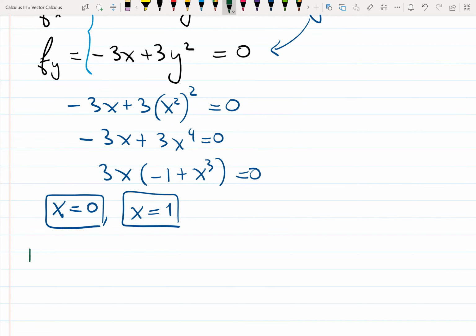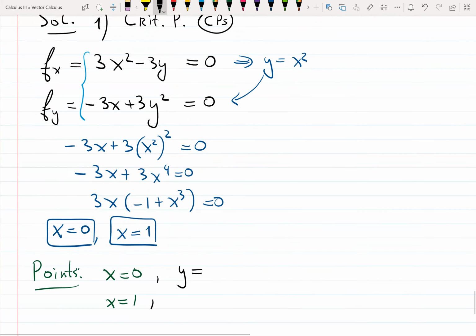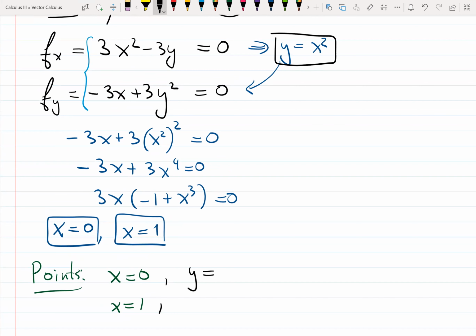When x equals 0 and when x equals 1, plug back to your y. Y is x squared over here in the box. So it's 0 and 1. That gives me 2 points, (0,0) and (1,1). Two critical points, they are both in the domain, so we can consider both.